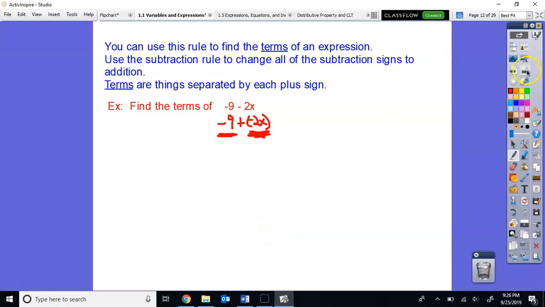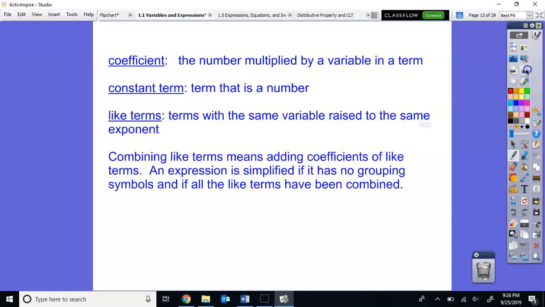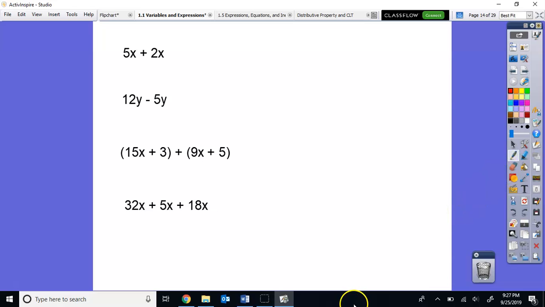One of the things we said was if you're going to add things together, you have to have like terms. Terms that have the same variable raised to the same exponent. The coefficient is what you actually add together when you combine like terms. You really just add the coefficients. You don't really do anything to the variables when you're adding and subtracting. Then we went through and practiced a few of those.